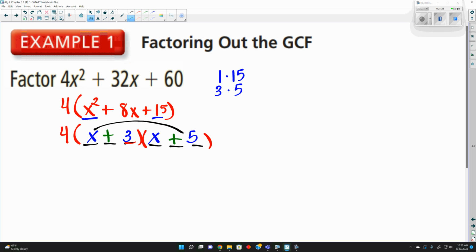And when we check this, well, we could do x times x. That's still x squared, yes? And 3 times 5 is still 15. So the ones we're wanting to check are these here. X times positive 5 is positive 5x. 3 times x is going to be plus 3x. And 5x plus 3x is 8x. Is that the middle term we wanted?